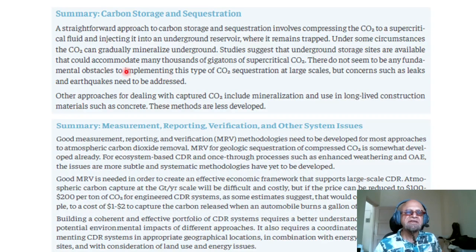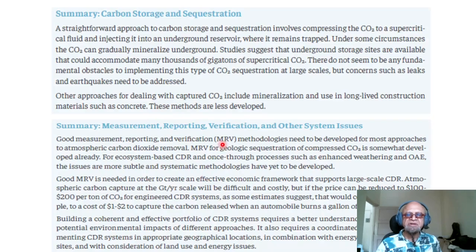So under some circumstances, the CO2 can gradually mineralize underground. Studies suggest that underground storage sites are available that could accommodate many thousands of gigatons of supercritical CO2. Supercritical means energy requirements. There do not seem to be any fundamental obstacles to implementing this type of CO2 sequestration at large scales, but concerns such as leaks and earthquakes need to be addressed. Other approaches for dealing with captured CO2 include mineralization and use in long-lived construction materials such as concrete. These methods are less developed though.